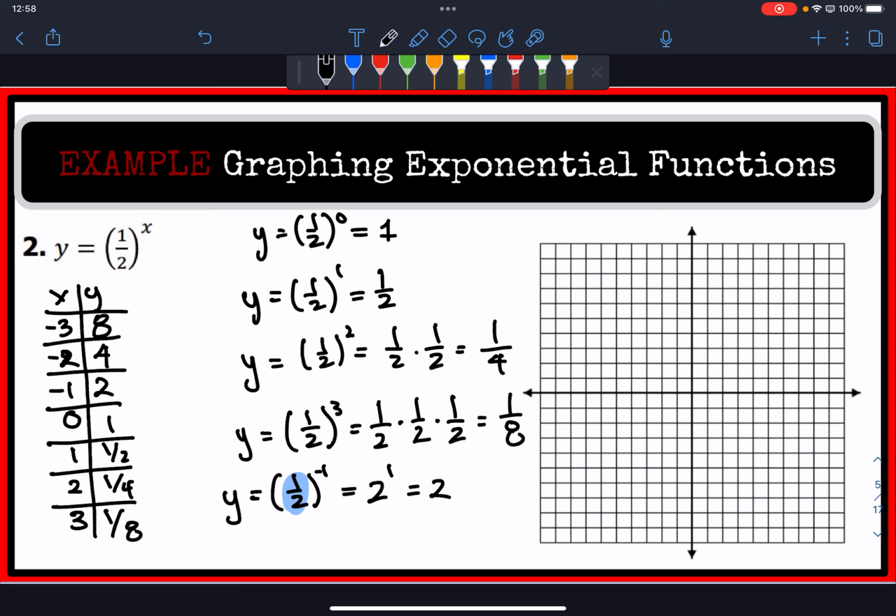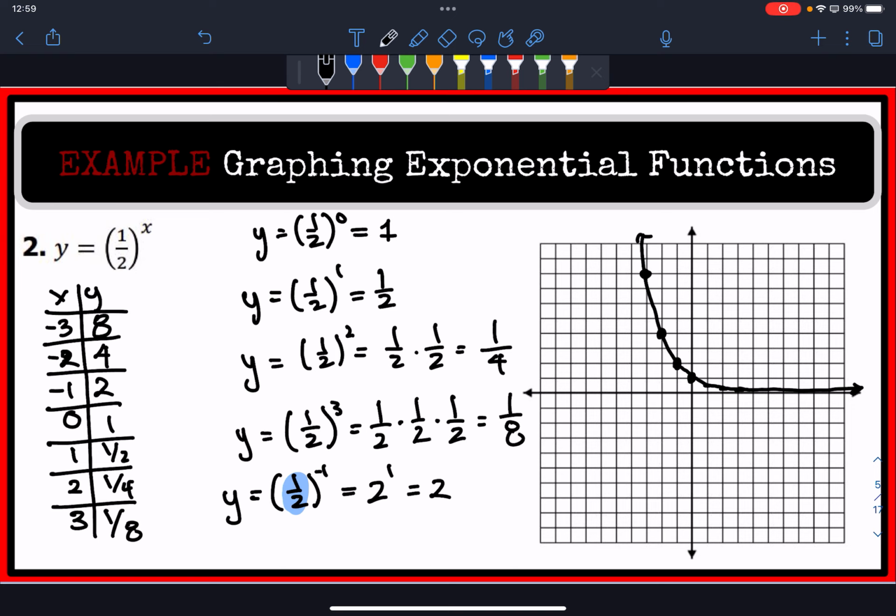So let's plot those points on our graph, and we'll start from here going down. So we'll start with -3, 8; -2, 4; -1, 2; 0, 1; 1, 1/2; 2, 1/4; and 3, 1/8. So if I connect these points with this graph, my graph looks like a curve like this.